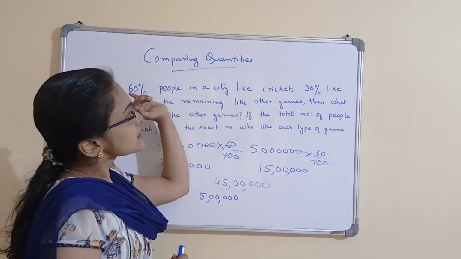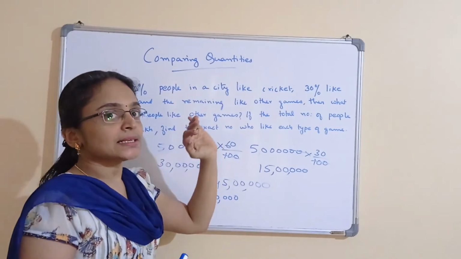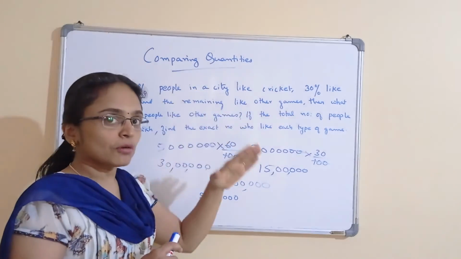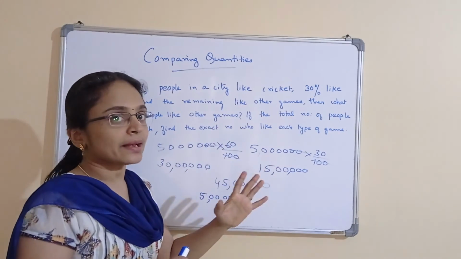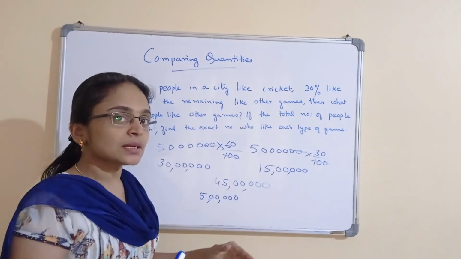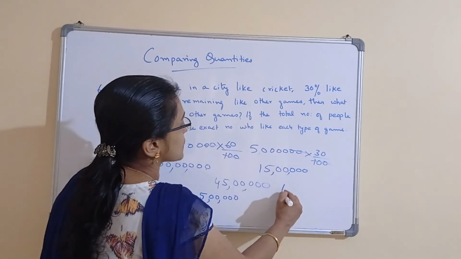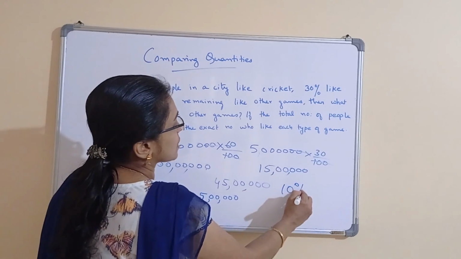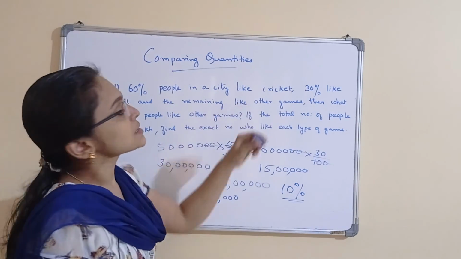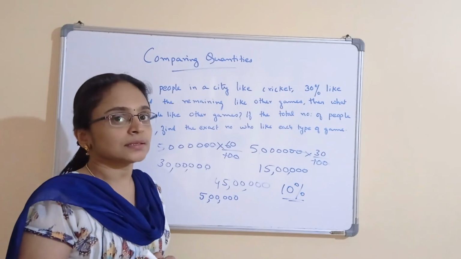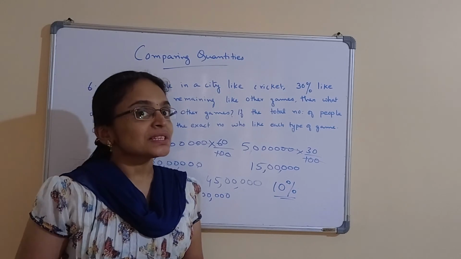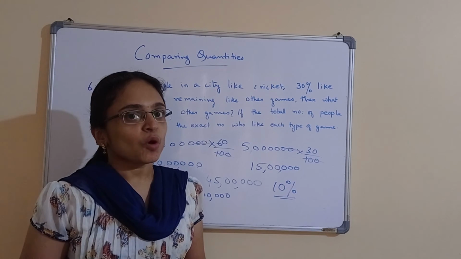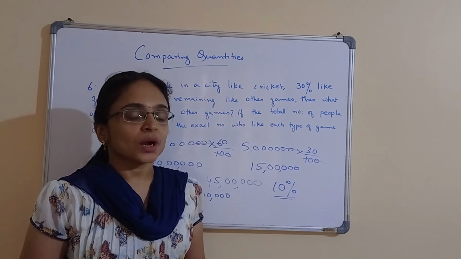And next question is, what percent of the people like other games? Percent is 60 plus 30 is 90, and out of 100, 90% like other games. So what is the remaining? It is 10%. So we can write 10% of the people like other games. Okay. So with this we have completed exercise 8.1 from the chapter Comparing Quantities.